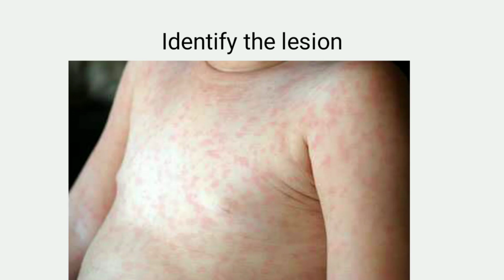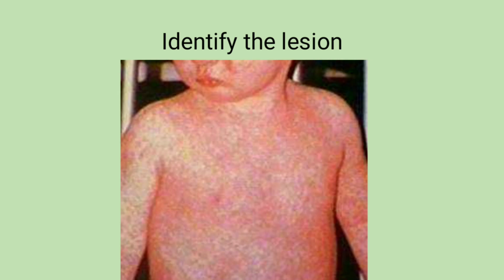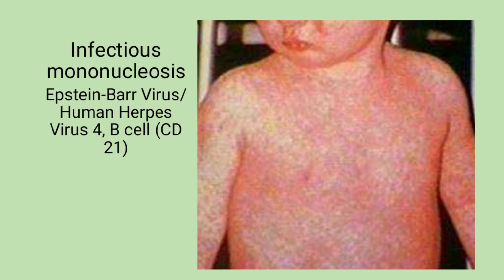Identify the lesion. Sixth disease or exanthema subitum or roseola infantum caused by human herpes virus 6 or human B cell lymphotropic virus. Identify the lesion. Infectious mononucleosis caused by Epstein-Barr virus or human herpes virus 4. The receptor is CD21 present on B cell lymphocytes.